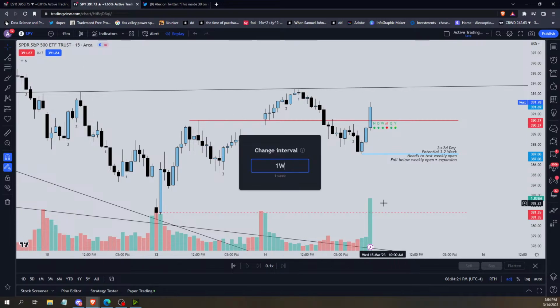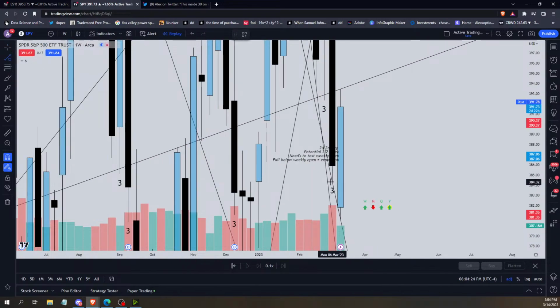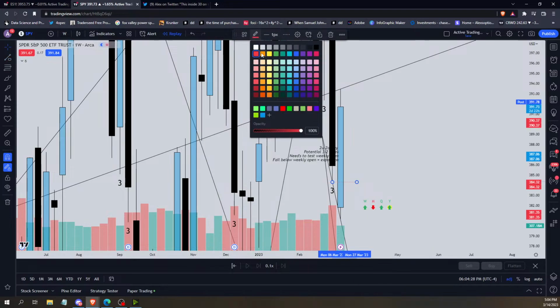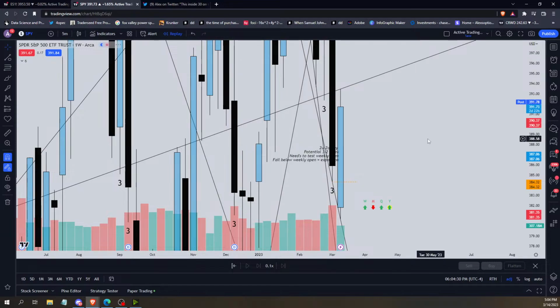And if you want to draw last week's range, you can do that as well. So it's like here, previous week low. We will make that dotted, and we'll do it in orange and make it thicker.